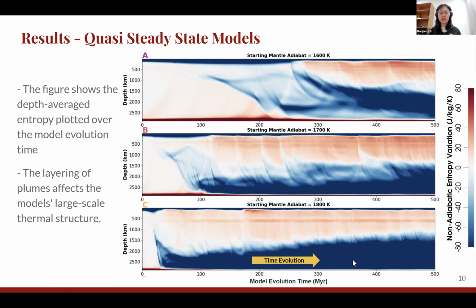So these blue are some cold subducted slab accumulating in the mantle, and these red stuff are hot plume materials. So now if we compare the 1600 Kelvin, 1700 Kelvin, and 1800 Kelvin models, we see separate hot temperature layers right below 500 kilometer depths, existing only in the 1800 Kelvin models, and that is caused by the layering of the plume at the phase transition.